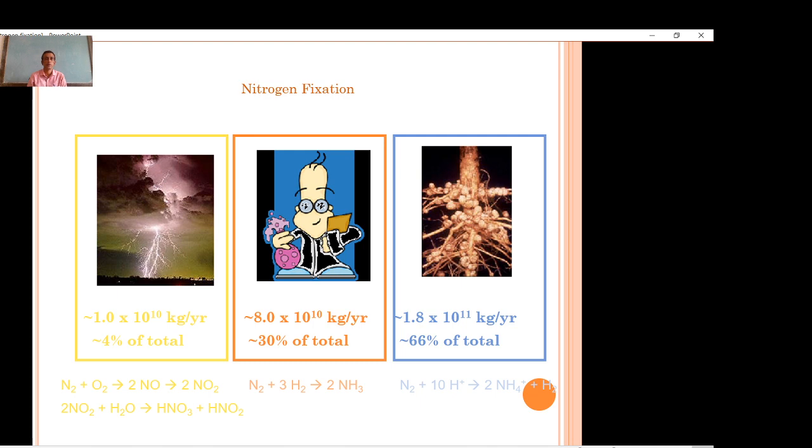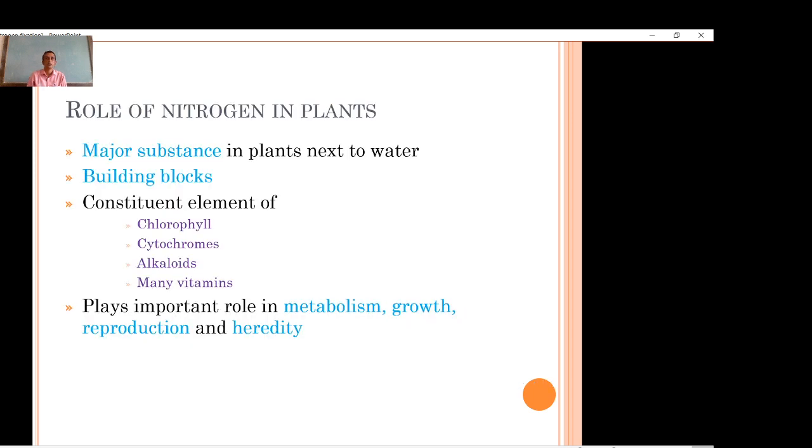We know that the plant requires carbon dioxide, oxygen and nitrogen for its growth and development. In this chapter we study how nitrogen is taken by the plant for its growth and development. Okay. The first topic under the chapter is the role of nitrogen in plants.